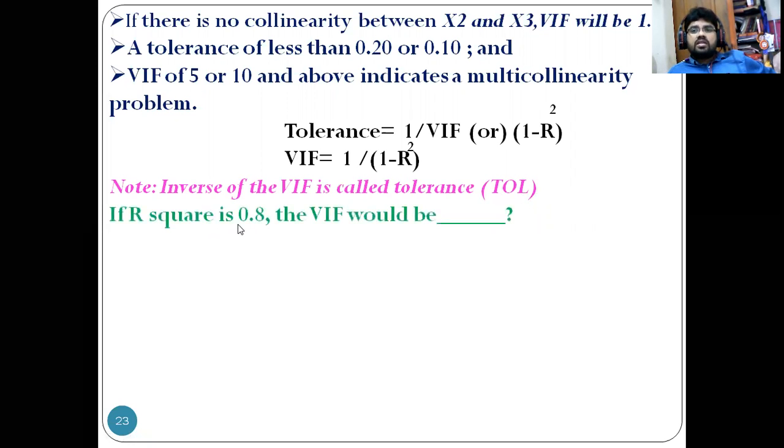So if R square is 0.8, what would the VIF be? Sometimes they will ask such questions. If the R square value is 0.8, what would the VIF be? Can anybody say that? Hello?